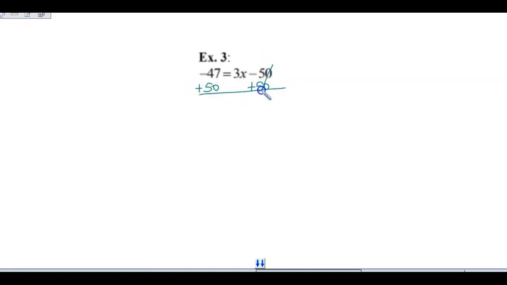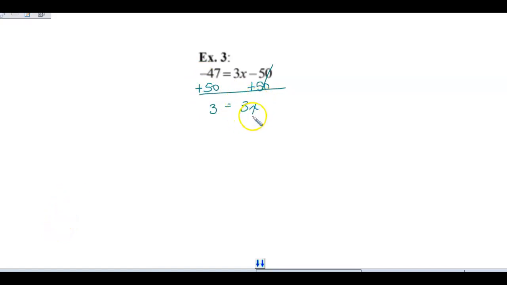Negative 50 plus 50 is 0, and that leaves me with 3x on the right. Negative 47 plus positive 50: I have different signs, so I find the difference. 50 minus 47 is 3. I have 47 negatives and 50 positives. I have more positives than negatives, so it's going to be a positive 3.